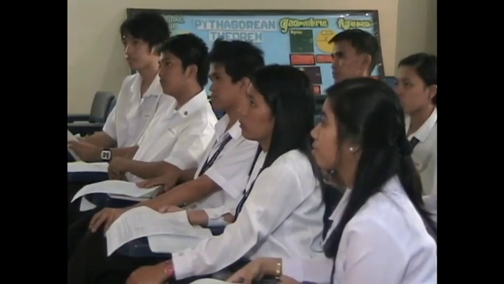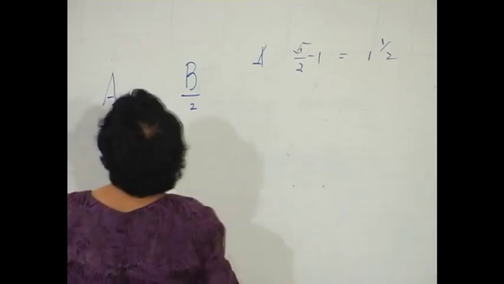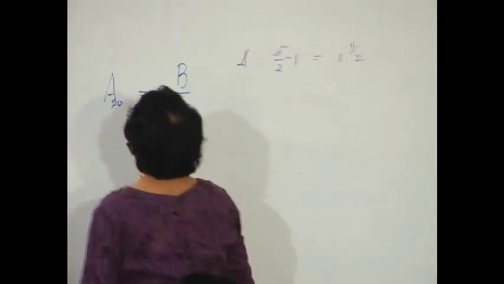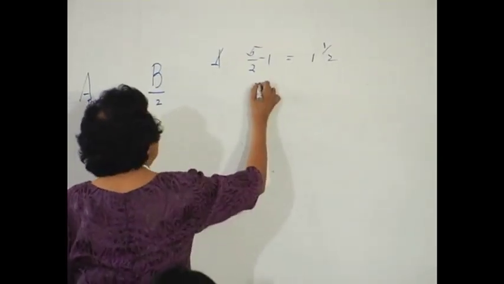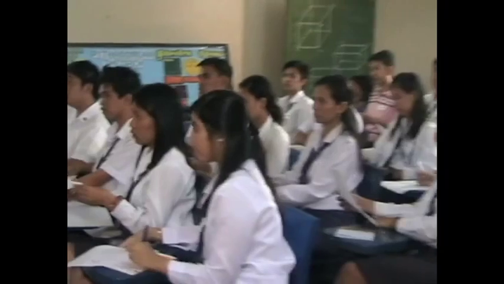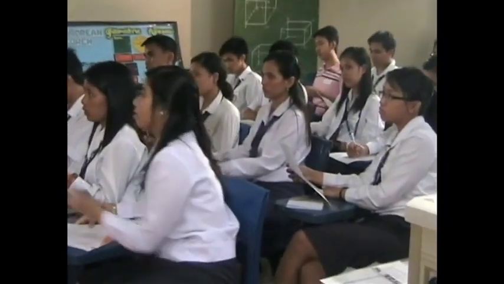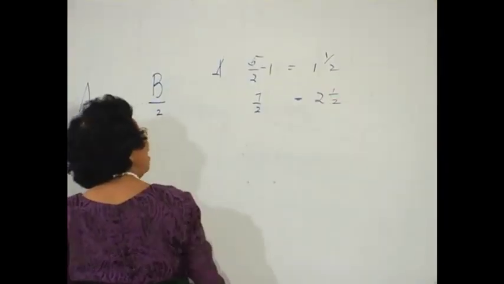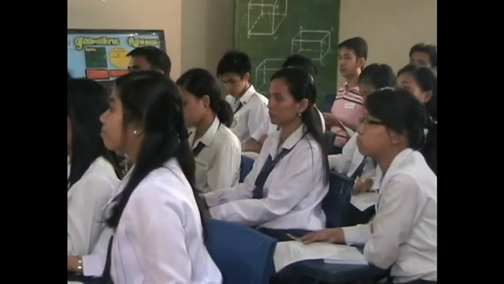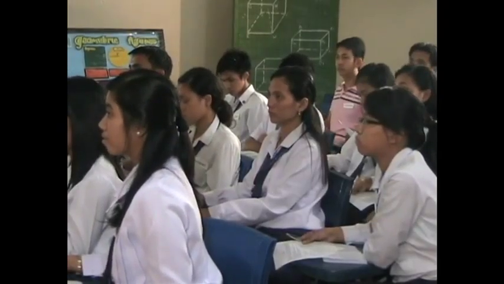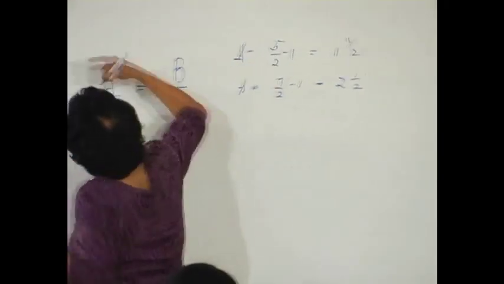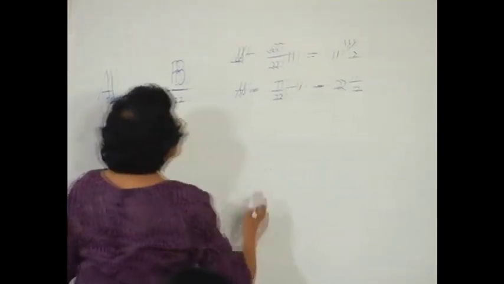Okay. How about number 6? How many boundary points? 7 over 2. What is the area? Okay. How did I get it? Minus 1. Okay. Let's get number 7.